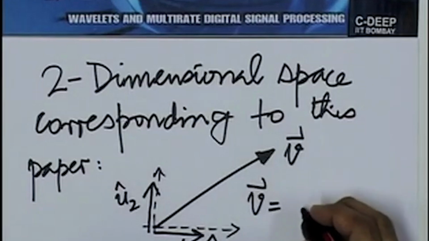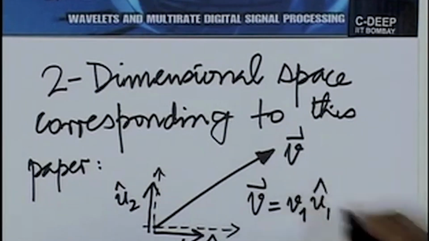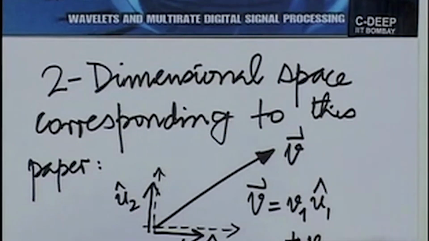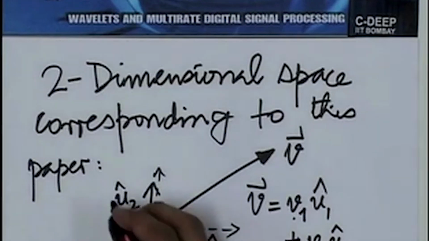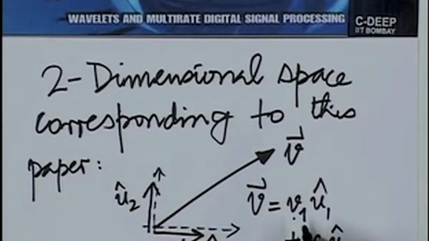And then I could write the vector v uniquely as say v1 times u1 cap plus v2 times u2 cap, whereby v1 and v2 characterize this vector v uniquely in this two dimensional space with respect to the coordinate system generated by u1 and u2. And there is an infinity of such coordinate systems.